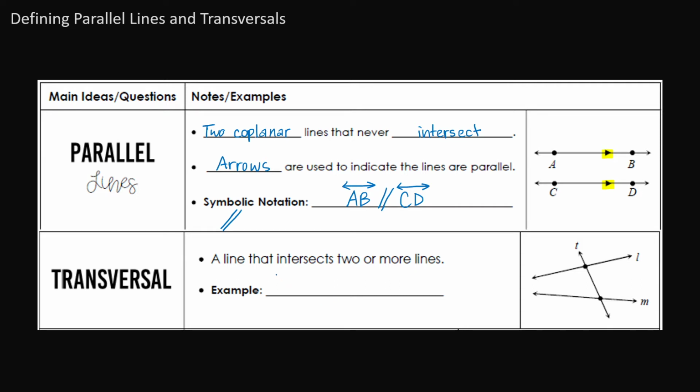Now let's talk about transversals. Transversals are lines that intersect two or more lines. So in the diagram shown, line T is intersecting both line L and line M. So line T would be a transversal line. It transverses both lines.